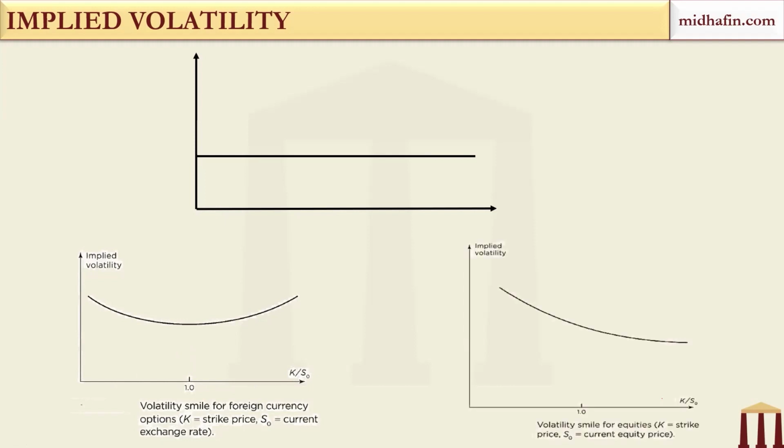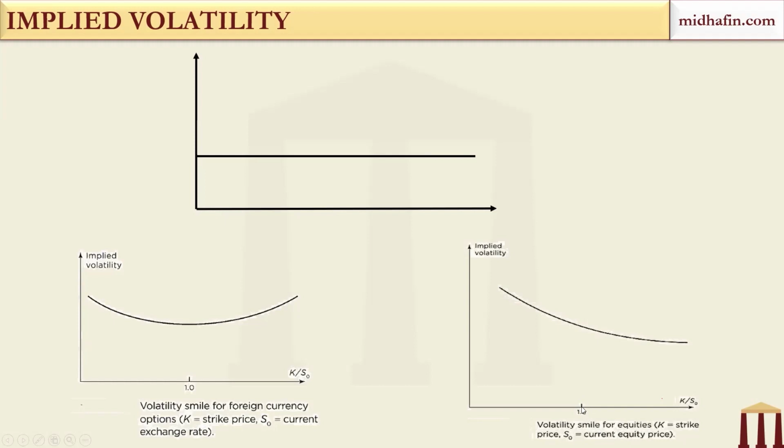For equity, the volatility smile looks like this. If the options are out of the money, implied volatility is very high. But as it moves towards at the money and finally towards in the money, the implied volatility actually declines.